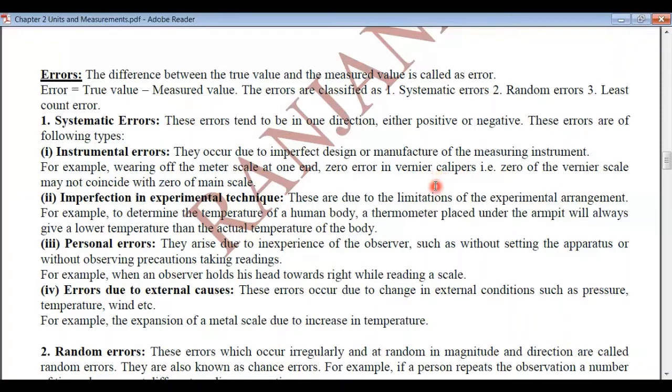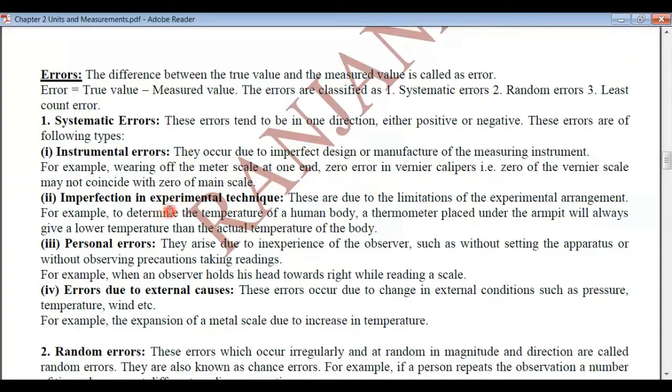Now the 0 of the main scale should coincide with the 0 of the vernier scale when the two jaws are joined. But due to some manufacturing defect, if these two zeros are not coinciding, then the vernier calipers will have some error, and such an error we call the zero error. So zero error means the 0 of the vernier scale may not coincide with the 0 of the main scale due to some manufacturing defect. So again, this error is in the instrument. We call it the instrumental error.